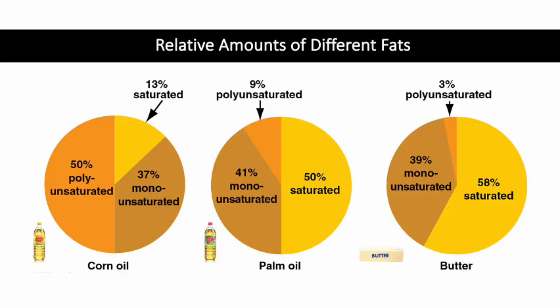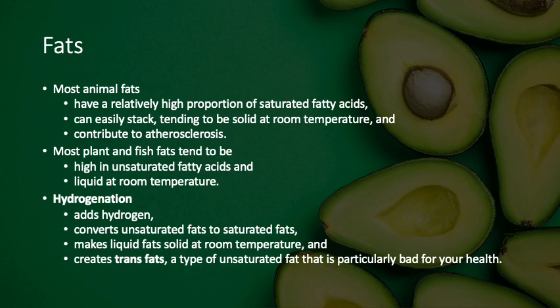impact on human health. Most animal fats contain a high proportion of saturated fatty acids. Because these fatty acids are straight, they can pack tightly together, which is why many animal fats are solid at room temperature. Diets high in saturated fats are associated with atherosclerosis, a condition where fatty deposits build up in the blood vessels and restrict blood flow. In contrast, most plant and fish fats contain higher levels of unsaturated fatty acids. These fats tend to bend in their structure, preventing tight packing and keeping them liquid at room temperature.